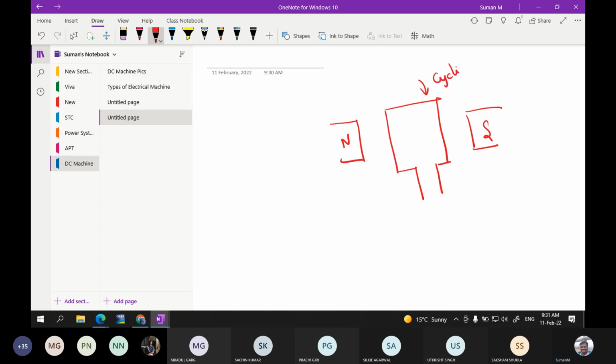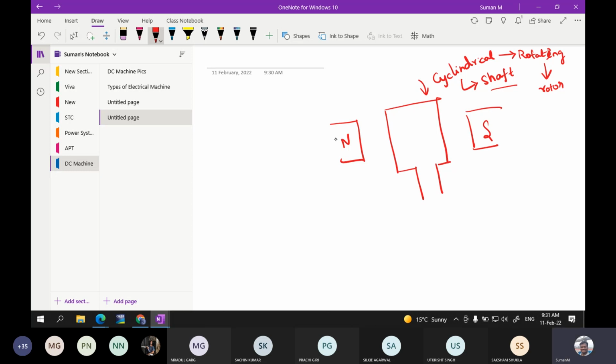cylindrical structure. That cylindrical structure is coupled with a shaft. This cylindrical structure is the rotating structure, and that rotating structure is called a rotor. So when the shaft rotates, the rotor will rotate, or when the rotor rotates, the shaft also rotates.